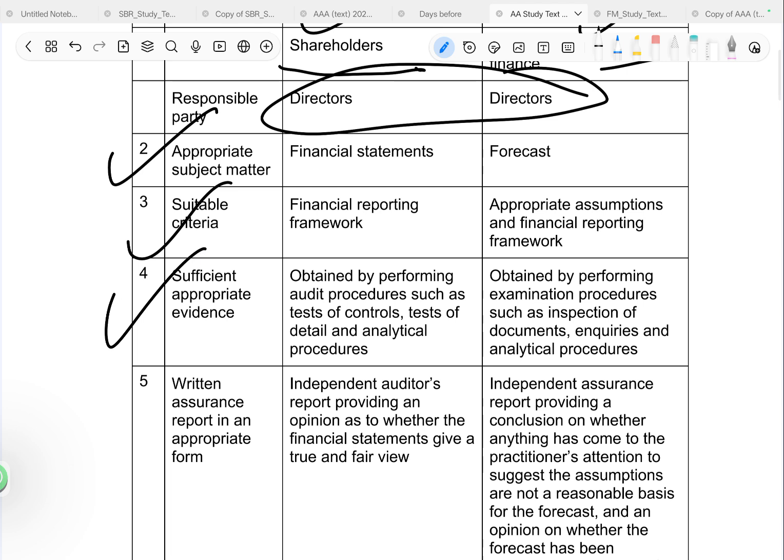In an audit, auditors obtain evidence by performing audit procedures such as tests of control, tests of detail, or analytical procedures. These procedures help the auditor verify whether the financial statements are reliable. However, when examining a forecast, the practitioner performs examination procedures instead. These might include inspecting documents, making inquiries, or performing analytical procedures again. The goal here is not to prove the future will happen, but to check whether the assumptions used in the forecast are reasonable.